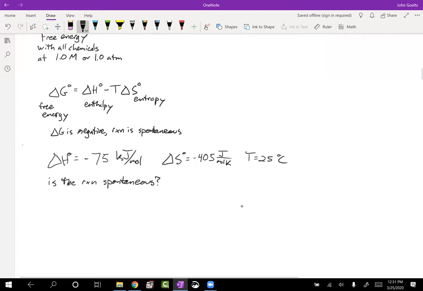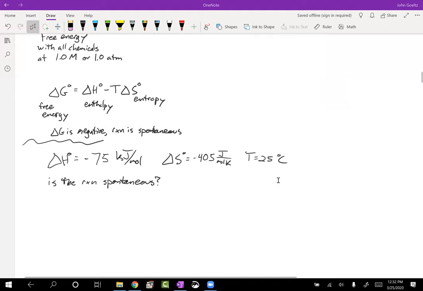is you're given a delta H, and you can see my handwriting improve as I put the thing in tablet mode. But delta H is negative 75 kilojoules per mole. And delta S is negative 405 joules per mole Kelvin. And it's asked, is the reaction spontaneous at 25 degrees Celsius?